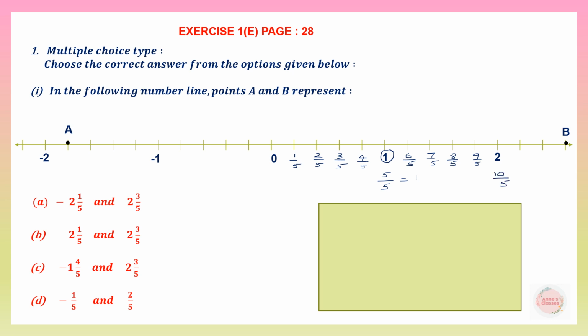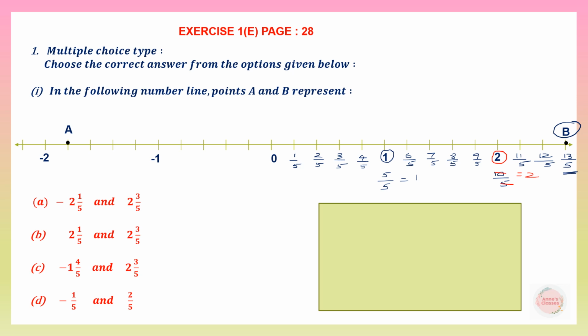Now 10 by 5, when you divide 10 by 5, you get 2, because 5 twos are 10. So that's how we have 2 here. Is that clear, children? Then when you continue, this will be 11 by 5, 12 by 5 and 13 by 5. Now here, as you can see, point B is here and what does that represent? It represents 13 by 5.